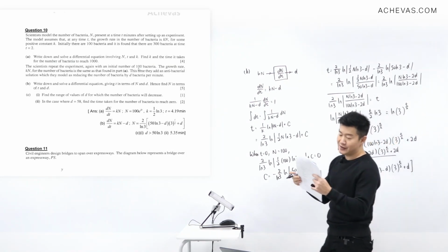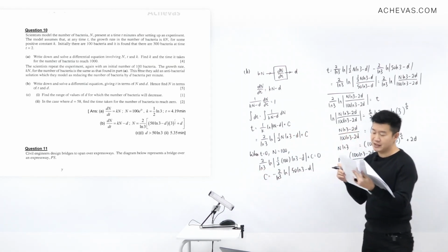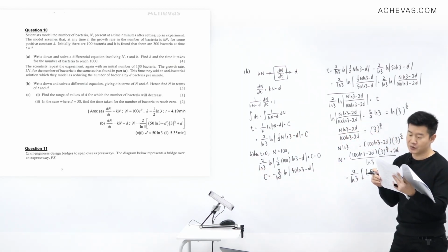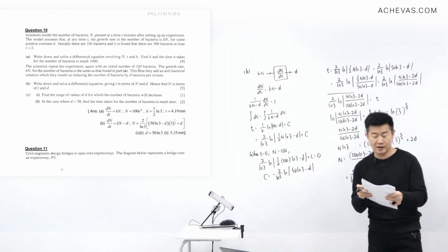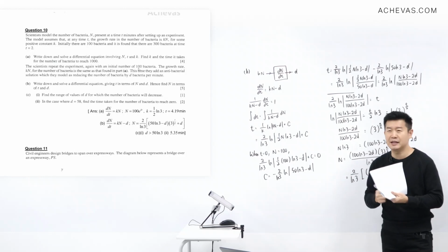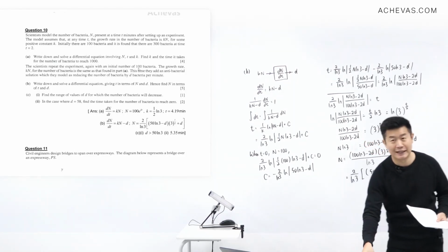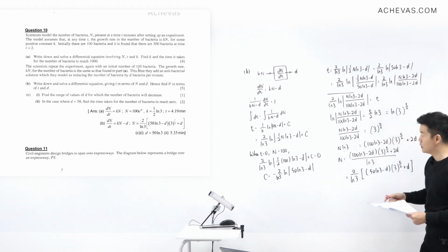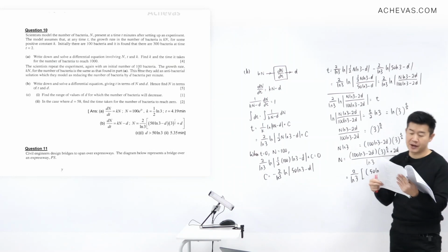Then the last part of this question is part C. Find the range of values of d for which the number of bacteria will decrease. Personally, I find this C part 1 pretty interesting. You need more deduction. I did try to think a little bit on how I can do this C part 1, especially when it is just a 1-mark question.